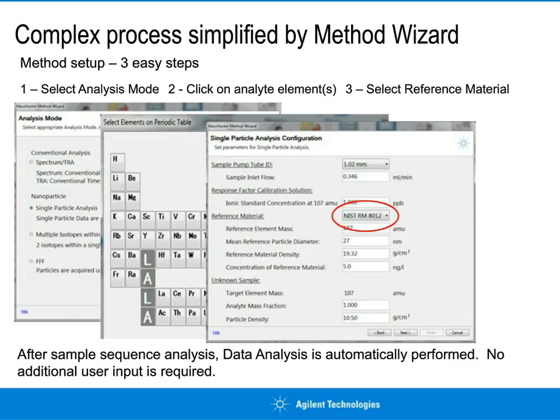Once that's done, the entire process is completely automated. You put the samples in the autosampler and press go, and the results are automatically generated, and no further user action is really required. And the results will look something like this.